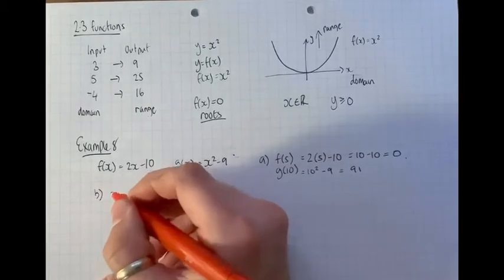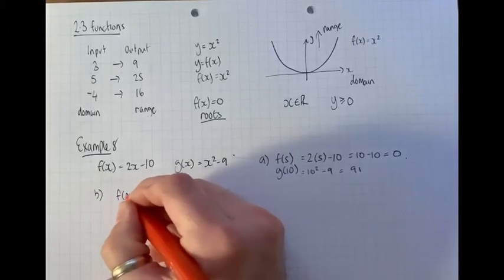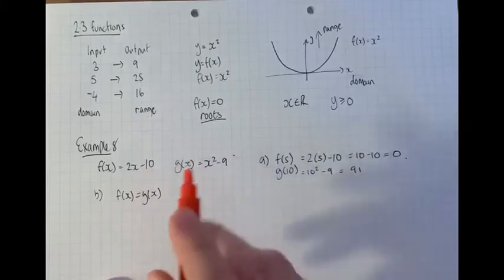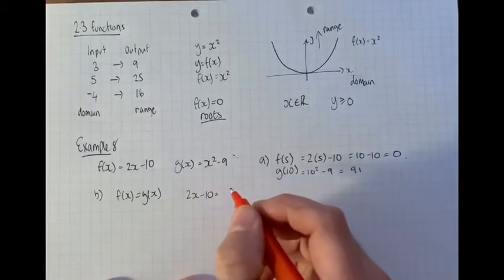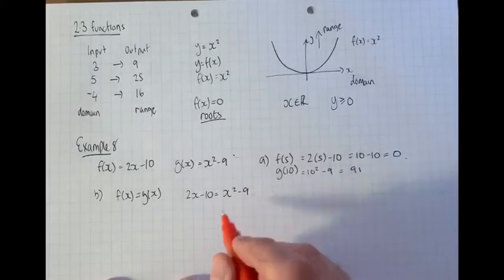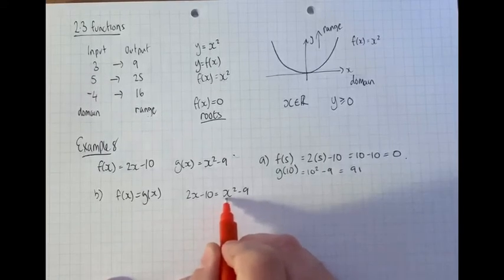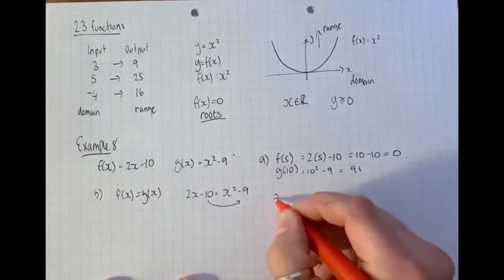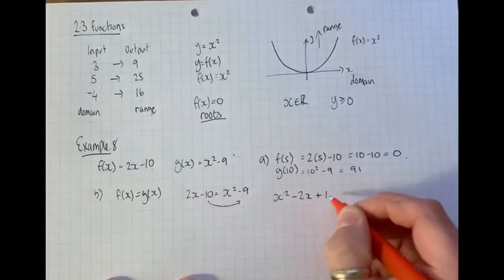Part B asks us, find the value, so there's just a single answer of x for which f of x equals g of x. So let's just equate the two functions. 2x take away 10 equals x squared take away 9. So let's make one of the sides equal to 0, and you want the x squared part to be positive. So both of these are going to move over. We end up with x squared minus 2x plus 1 equals 0.